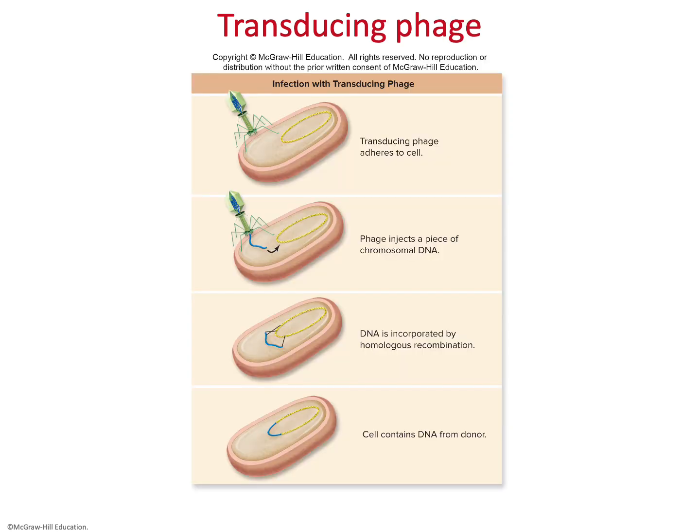Let's look at a picture of the generalized transduction here. This bacteriophage is actually carrying bacterial DNA instead of its own DNA. They inject the DNA, which can find homologous sites through homologous recombination and integrate into the host chromosome.